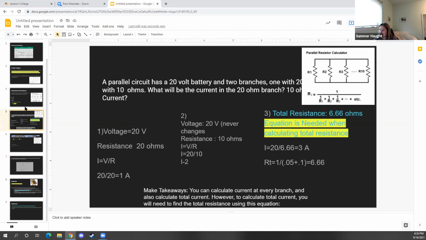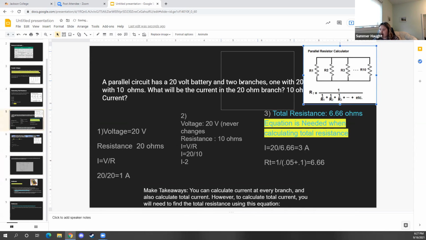But let's look at this example that we just did. This is interesting. In this situation, when we first calculated our 20 ohm, when we did the math, we got 1 amp. When we did the math on the second one, the 10 ohm, we got 2. 1 plus 2 equals 3. So the sum of those branches equaled the total current.